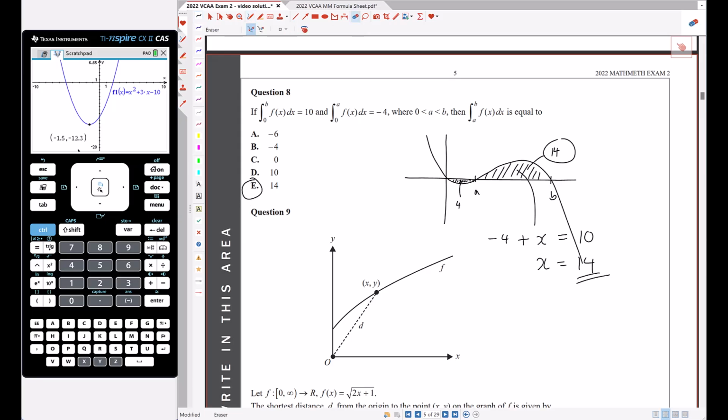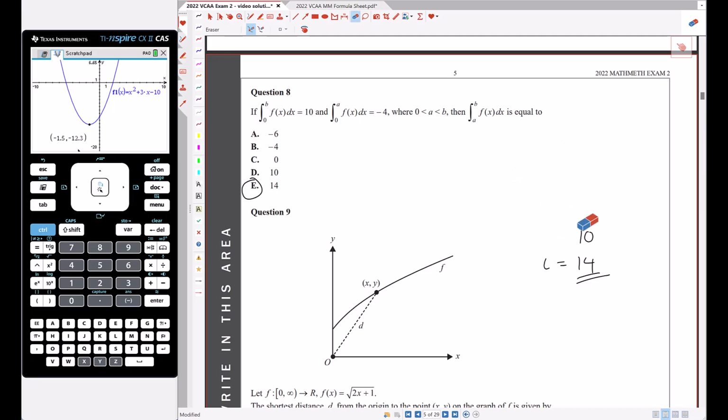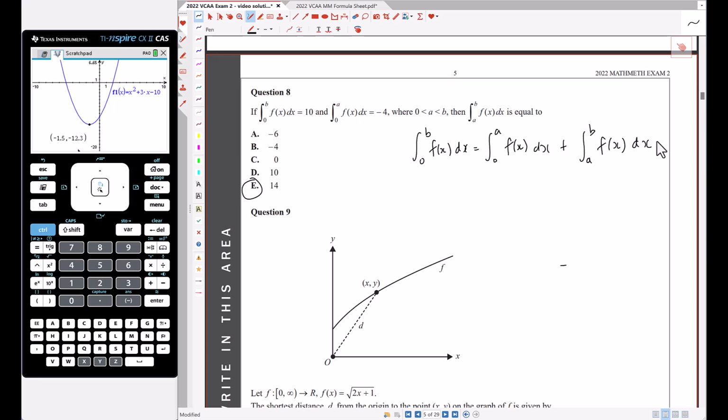We probably could have done that just more algebraically rather than thinking graphically, but I find it quite helpful to think graphically about what's happening. So we could have thought about the fact that the integral from 0 to b of f of x is the integral from 0 to a of f of x plus the integral from a to b of f of x. We know that this integral from 0 to b is 10. We know that this integral from 0 to a is negative 4. And this is the thing that we're trying to find. And so we add 4, and therefore that is 14. But it certainly follows from the graphical application we looked at earlier.